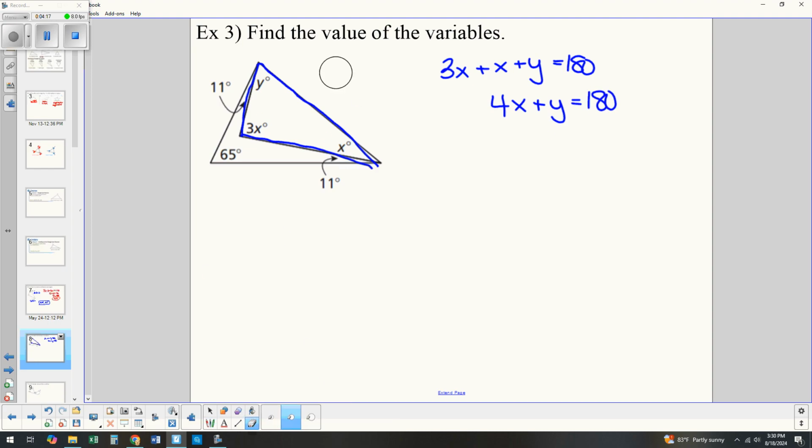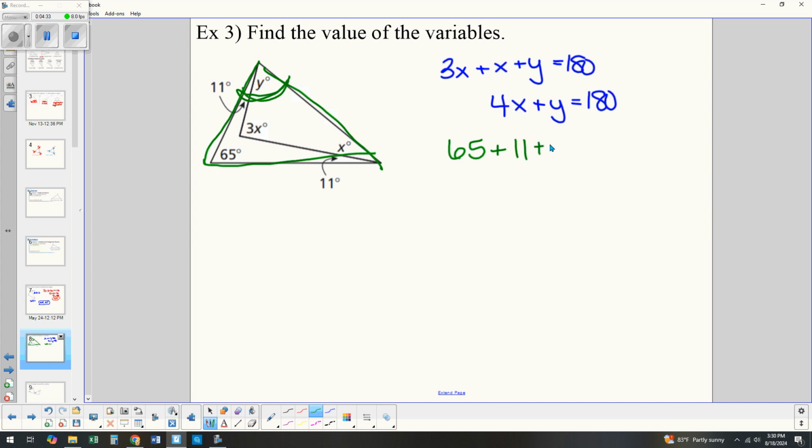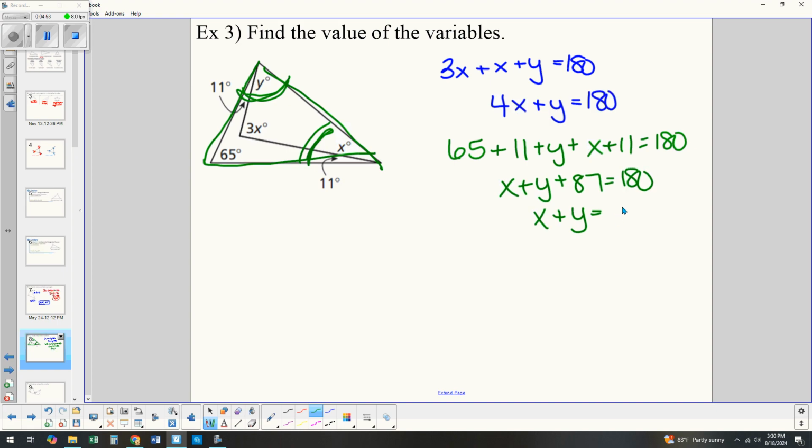Let's erase the blue one. And I have a larger triangle here. So one of the angles is 65. This whole corner angle is both the 11 and the y. And this whole corner angle is both the x and the 11. So if I wanted to simplify this up, we would have x plus y plus 65, 76, 87, which is also x plus y equals 93.